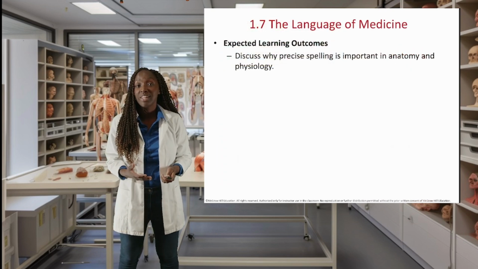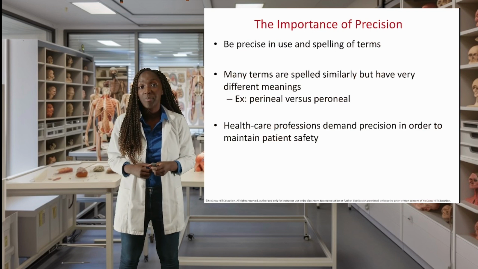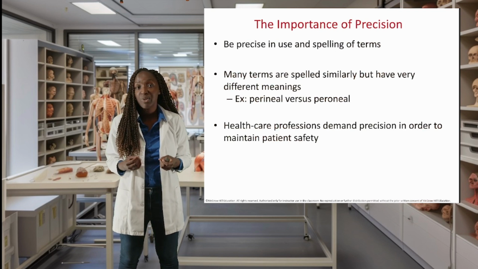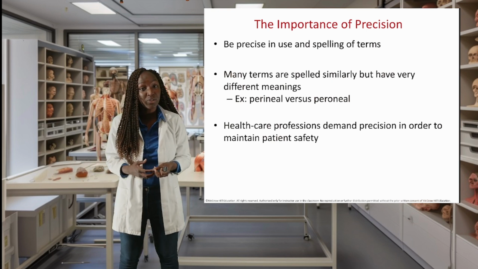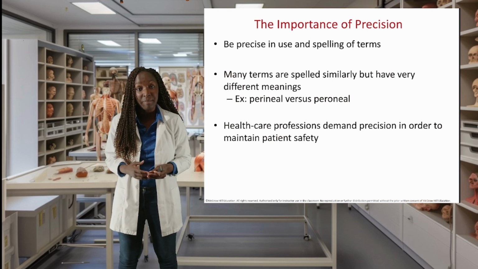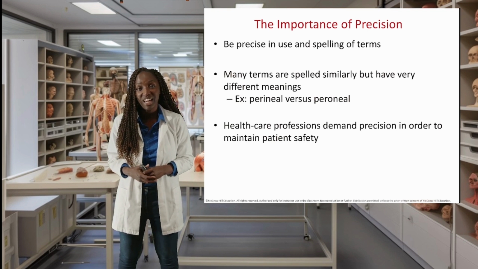Lastly, we're going to look at the language of medicine. It is extremely important to be precise, especially when spelling terms, because there are many scientific terms that are spelled very similarly but have extremely different meanings. So in the healthcare professions, there is a demand for precision in order to maintain patient safety. And so we also want to hold that same standard as we start our careers in anatomy and physiology.